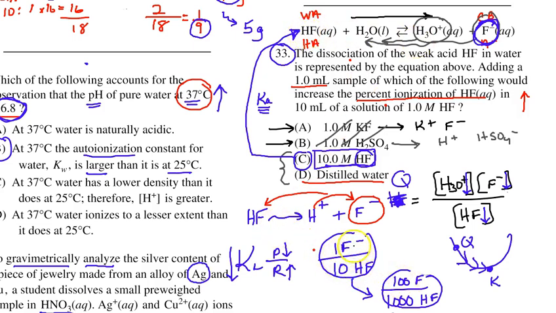There's going to be more F negatives than HFs than normal, and that would be the best answer. That's a slippery slope question, okay? And that's why D is the answer.